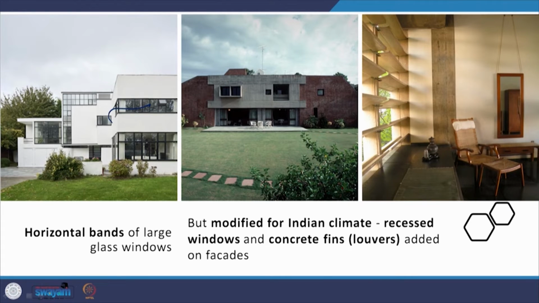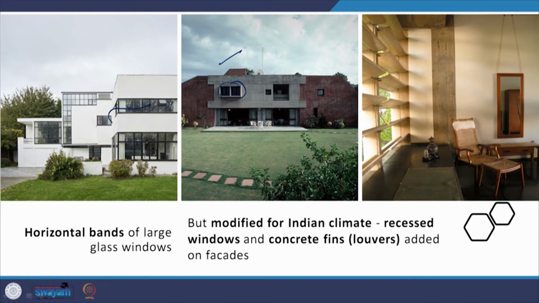Now the same thing does not happen here in this house, simply because it is in India and it has to be modified for Indian climate. So the windows are actually recessed and they are put in these box louvers or box sunshades and recessed inside, so that the direct sun does not impact them.